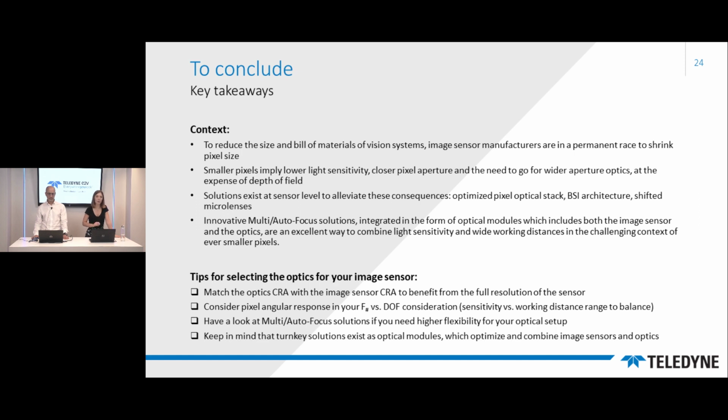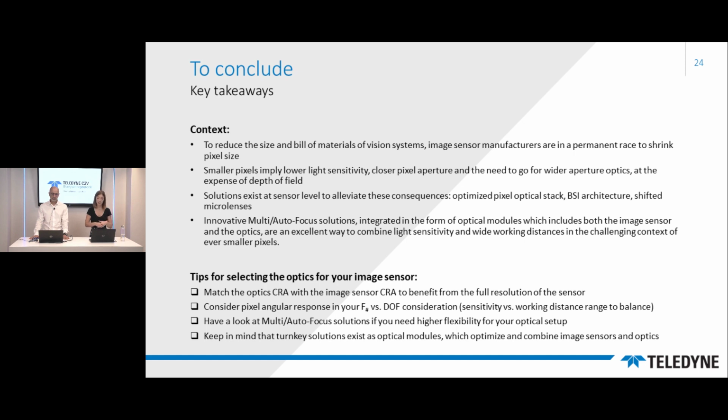So to conclude, some key takeaways, because we have been speaking for about 40 minutes now. If there is something to remember from the presentation, in terms of context, as we have seen, to reduce the size and the bill of material of vision systems, image sensor manufacturers like us are entering a permanent race to reduce the pixel size. Smaller pixels mean lower light sensitivity. It also means closer pixel aperture, as Pierre explained. And if you want to still get light, a direct consequence would be that you'd like to get wider aperture optics, but we've seen that it's at the expense of the depth of field.